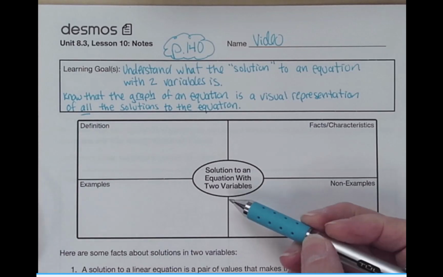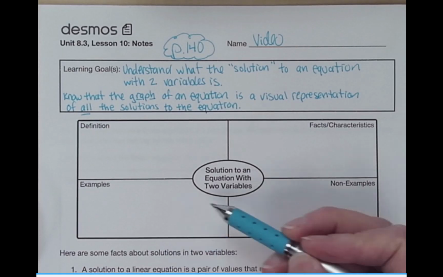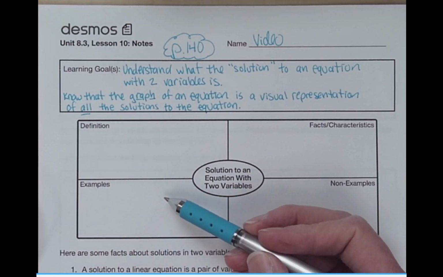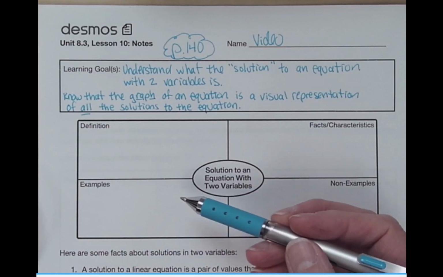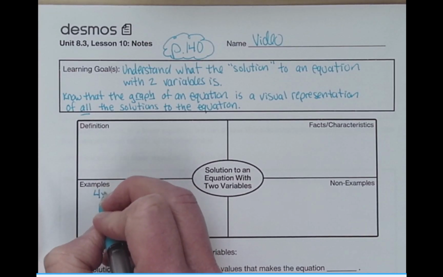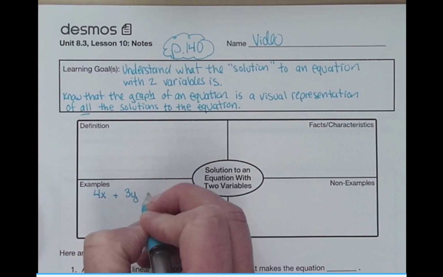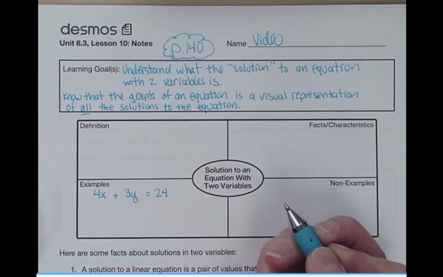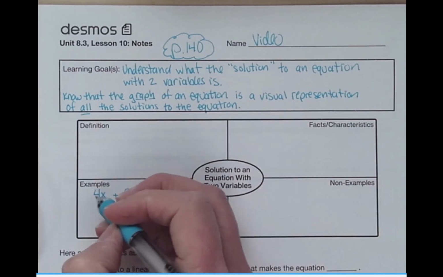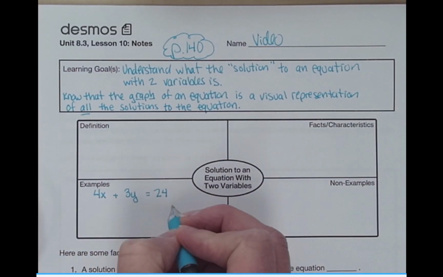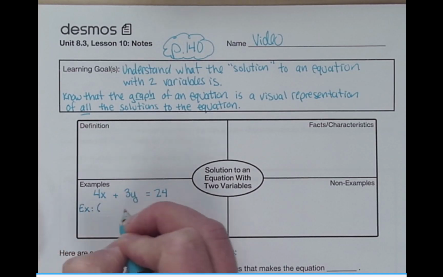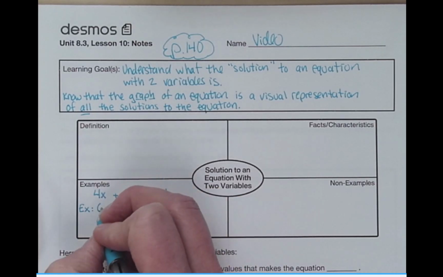Let's talk about equations with two variables. Let me give you an example, and it's going to look a little different than the equations that we've been working with so far in this unit, but it still has two variables and it's still linear. So let's take the equation 4x plus 3y equals 24, and ask ourselves, what would a solution to that look like? Well, there's actually an infinite number of solutions, but let me show you how I can tell that this is one example. The solutions are actually going to look like coordinates.